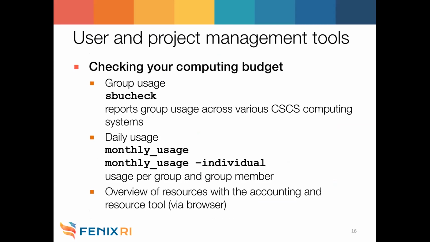So once you have a computing budget granted to your project, you have some command line tools like sbucheck, which reports group usage across various computing CSCS systems, and it provides you this information. What is the quota? How much have you used? Because the way we give out quota on Piz Daint is specific, that every quarter you have a limit to use the quota in that quarter. You can also look at the usage per group and group member.